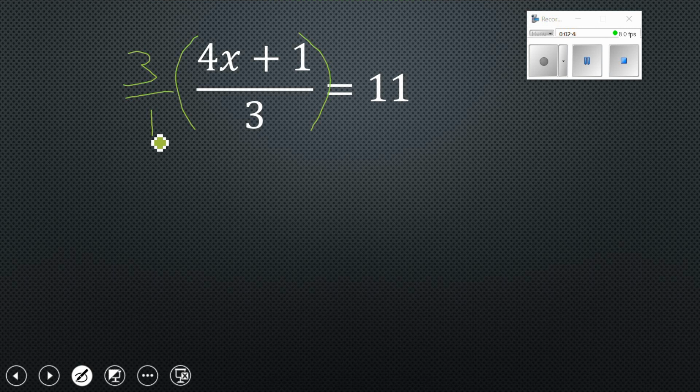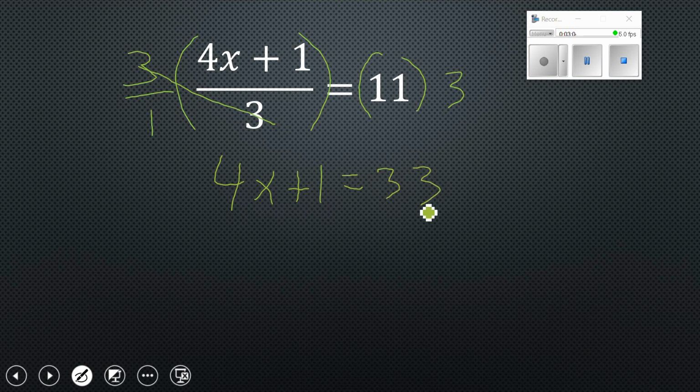And of course, if we multiply the left side by 3, we should multiply the right side by 3 as well. And you can see now why those are going to cancel out to make a 1 there. And so what we're left with is 4x plus 1 equals 33. Now we've gotten rid of our denominator of 3.